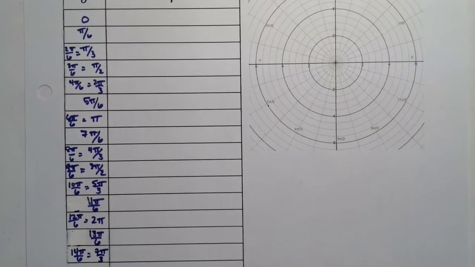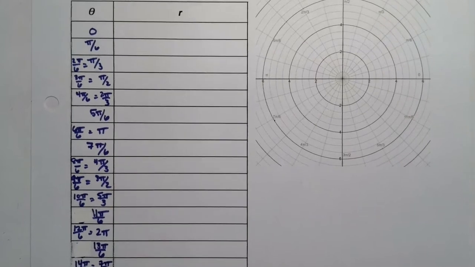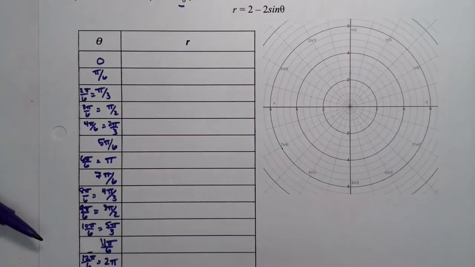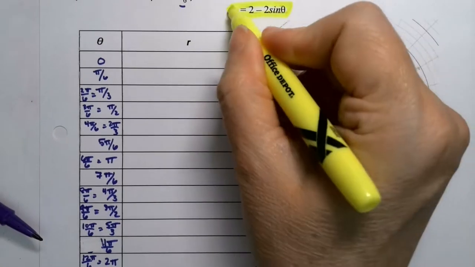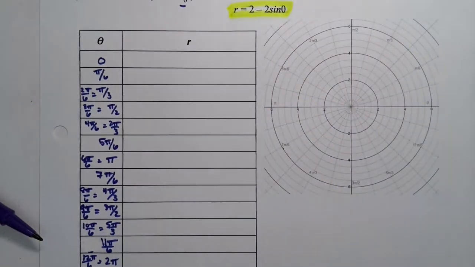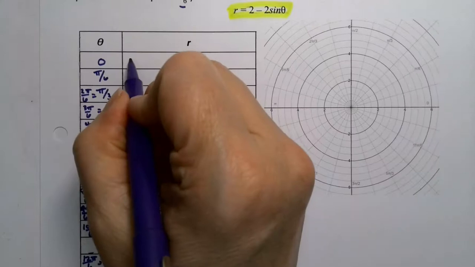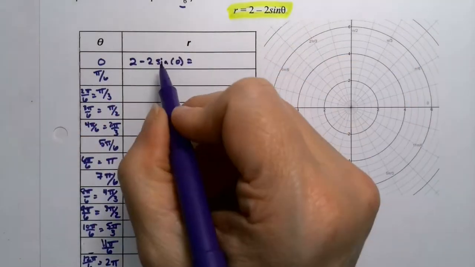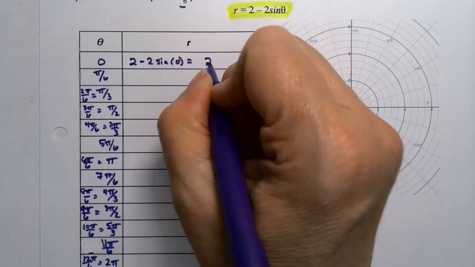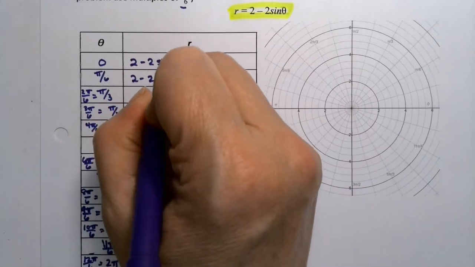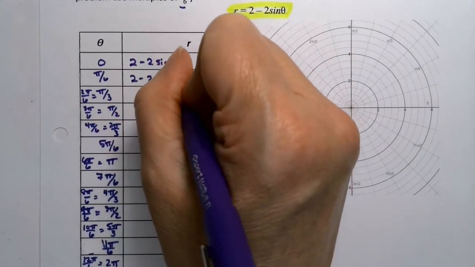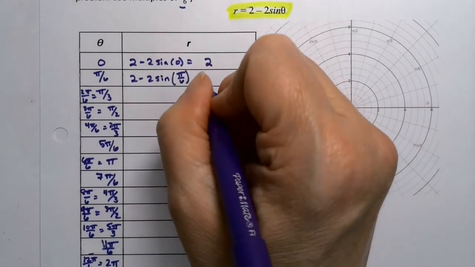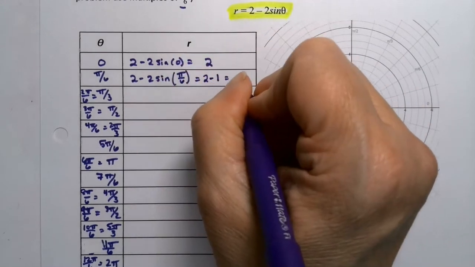Okay, well, the first couple angles are no problem, right? So I'm putting them into this equation right here, because here's my polar equation. So I'm going to type 2 minus 2 sine of 0. That would be 2 minus 0, which is 2. 2 minus 2 sine of pi over 6. The sine of pi over 6 is a half, so that's 2 minus 1, which is 1.